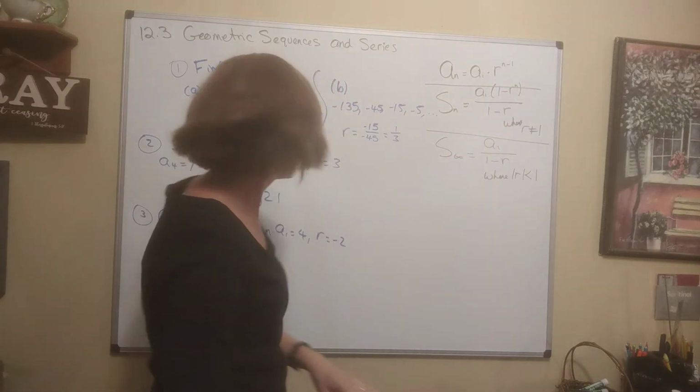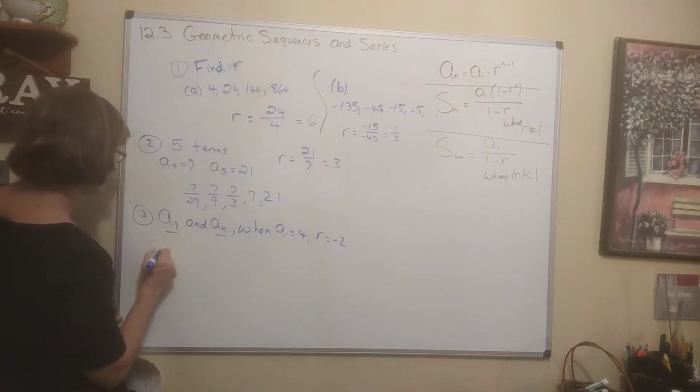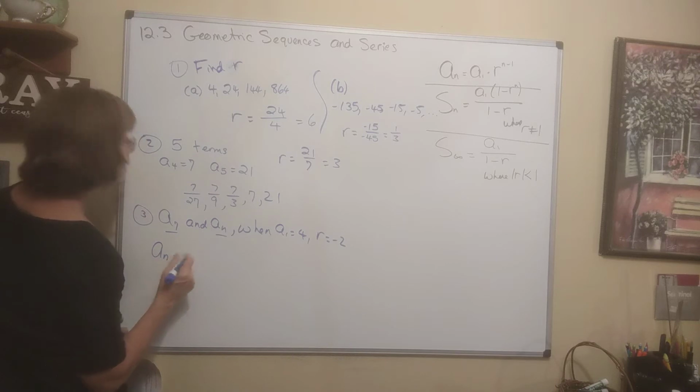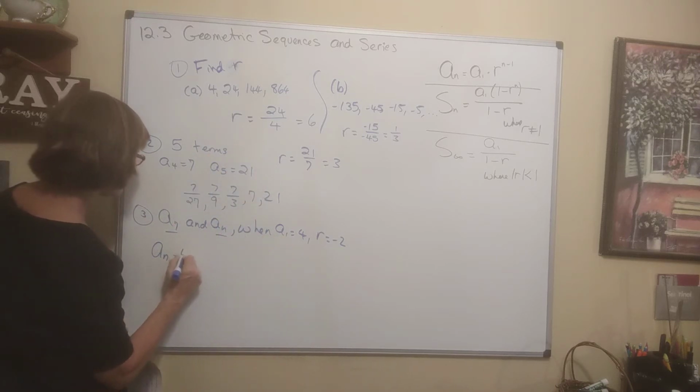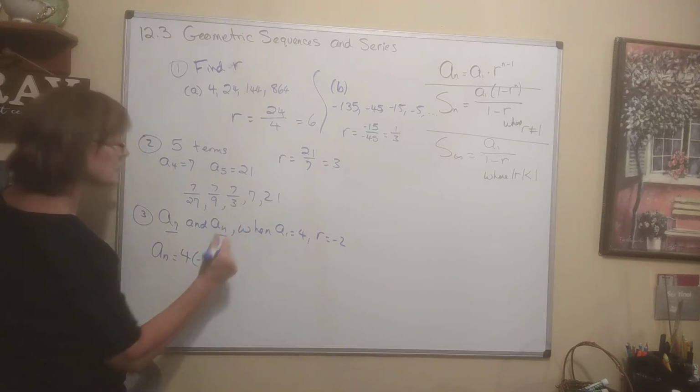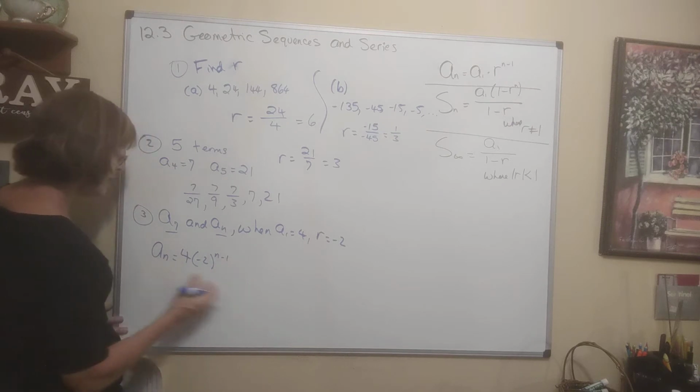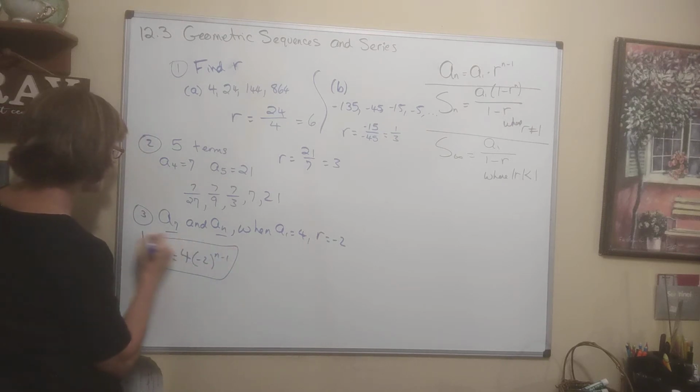Let's go ahead and do both of these. A sub n, let's find that. A sub n in general is going to equal a sub 1, and they gave us that, that's 4, times r, they told us that, -2 raised to the n minus 1. This is the formula for a sub n.